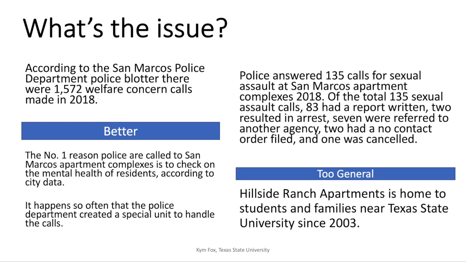We can bring this down to: the number one reason police are called to San Marcos apartment complexes is to check on the mental health of residents, according to city data. That's essentially what this says, but this helps me understand it. It happens so often that the police department created a special unit to handle the calls. That's what the story's about, right? Here's this thing that happens. There's a special unit to handle the calls.